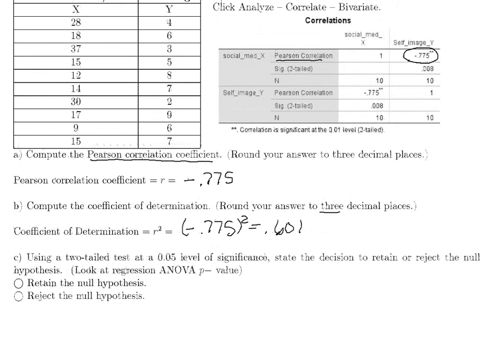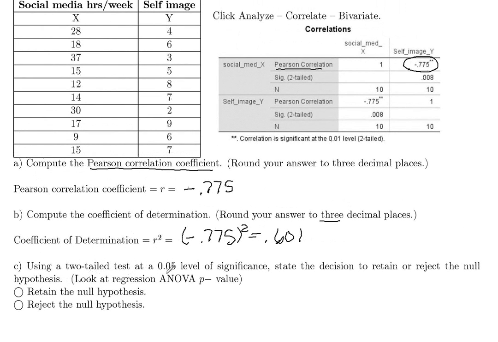And then in part C, they say using a two-tailed test at the 0.05 level, state the decision to retain or reject the null hypothesis. So we can see our significance right here. That's our p-value. This is R. So here we see that our P is 0.008, which is certainly less than 0.05, which means we are going to reject the null hypothesis.